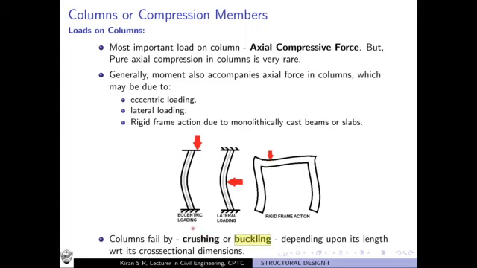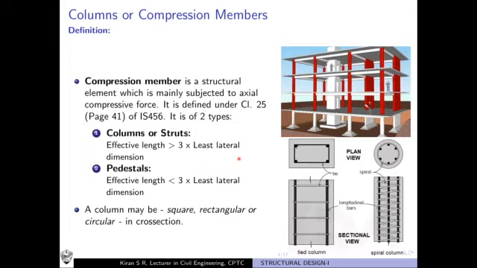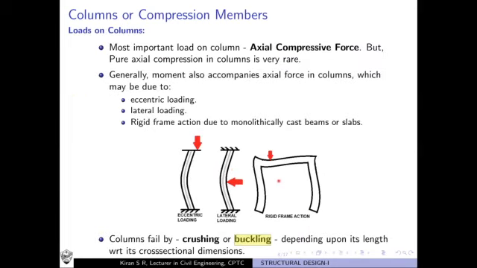And what kind of failure will occur among these will depend upon its length with respect to its cross-sectional dimension. So it depends upon the height of the column with respect to the cross-sectional dimensions. As we already said, the height or the effective length and the cross-sectional dimension will decide whether it will fail by crushing or by buckling.